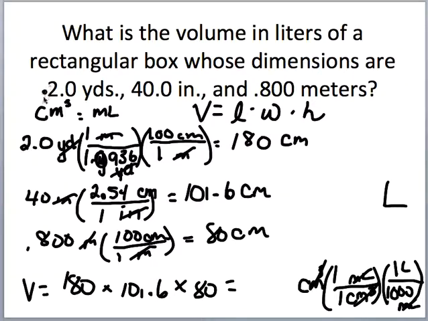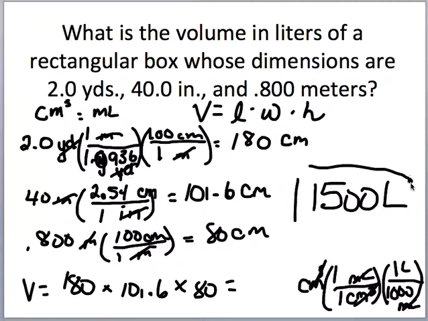I also need to think about significant figures. 2.0 has 2 sig figs, 40.0 has 3 sig figs, and 0.800 has 3 sig figs. I can only be as precise as my least precise measurement, and so I will end up with 1,500 with 2 sig figs as my answer. Make sure you put the units, box your answer, and that one is done.